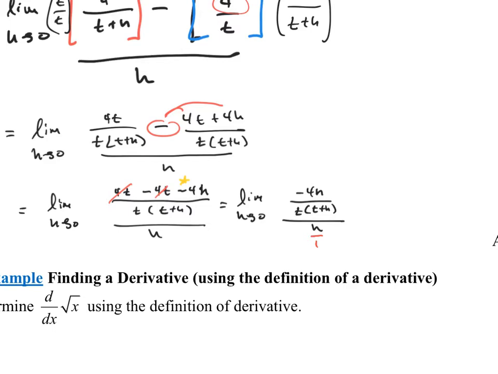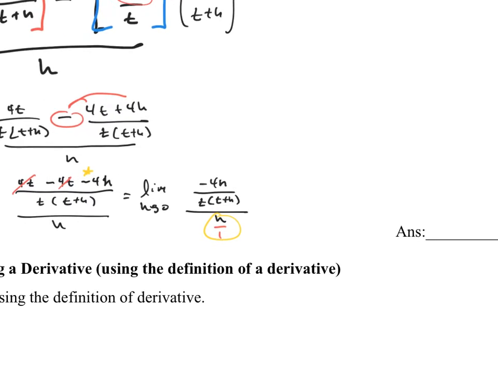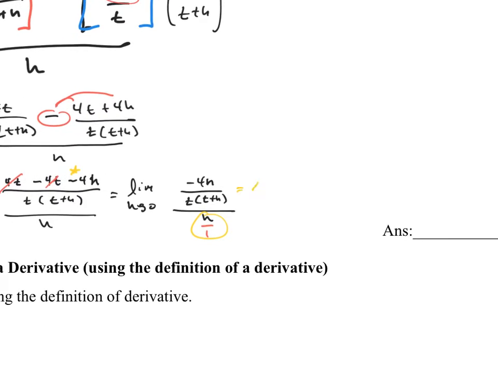And this is when you multiply by the reciprocal. This was the saying keep, change, flip. So what you're going to do is flip that bottom fraction and change it to multiplication. So this is the exact same thing as the limit as h approaches 0 of, well, it'll be negative 4h all over t times (t plus h) in parentheses.